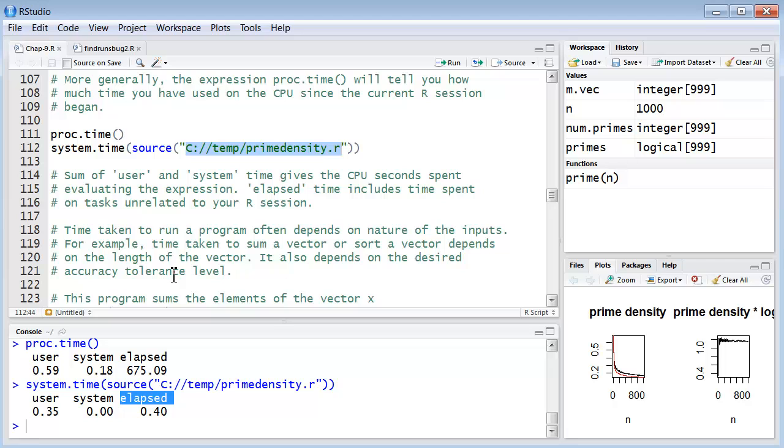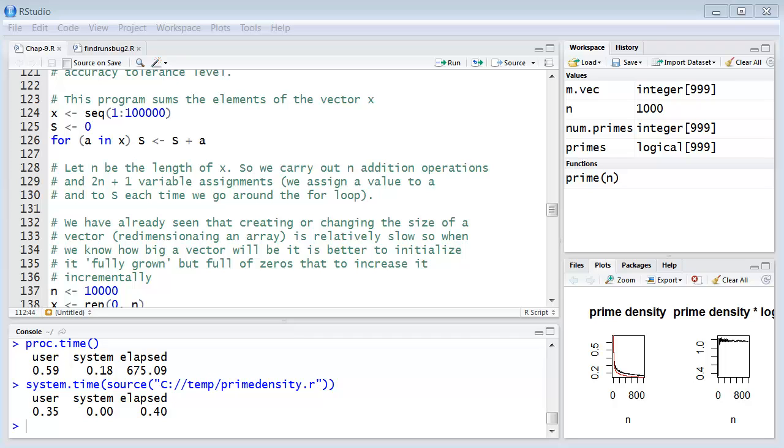Now, the time taken to run a program depends on a number of things. It's not a linear function, really. It depends on the nature of the inputs. For example, the time taken to sum a vector or to sort a vector depends on how long the vector is. It also depends on your desired accuracy tolerance level. When we come back, we'll look at another example that will demonstrate how the nature of the inputs can affect time.